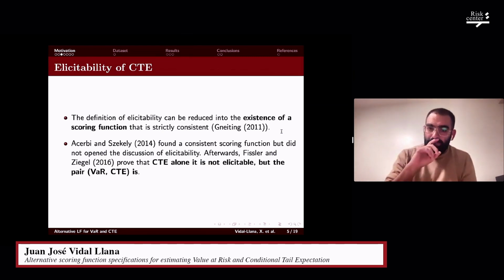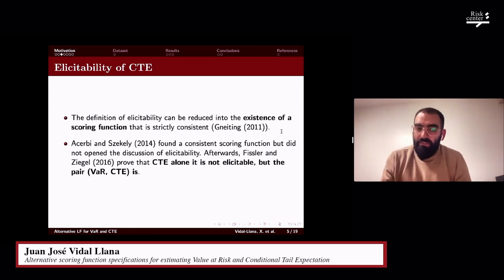It was two years after that Fissler and Ziegel proved that the CTE alone is not elicitable, but the pair value at risk and CTE is. So they presented a general loss function for the value at risk and CTE, and they proved that the CTE alone is not elicitable. It's common sense, non-mathematically speaking, because the CTE needs the VaR to be calculated beforehand. We cannot calculate CTE directly. We don't know the VaR, obviously. It's the expected value over or below.